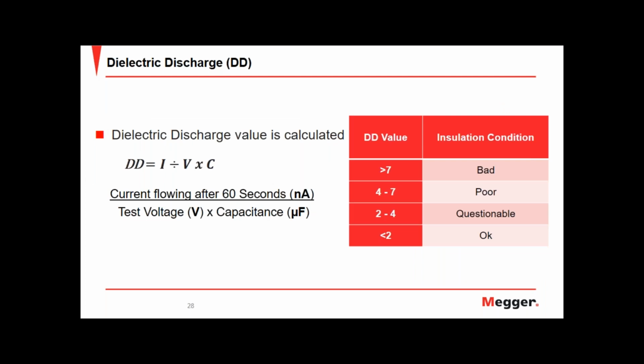From that information, we have the current flowing after 60 seconds, which we measure in nanoamps, and we divide that by the multiple of the voltage and the capacitance of the insulation system in microfarads. From that we get a DD value, a dielectric discharge value. This time we're looking for a low value. Values under 2 indicate a good quality insulator. Between 2 and 4 is questionable, and anything above 4 is time to start thinking about taking the asset out of service.